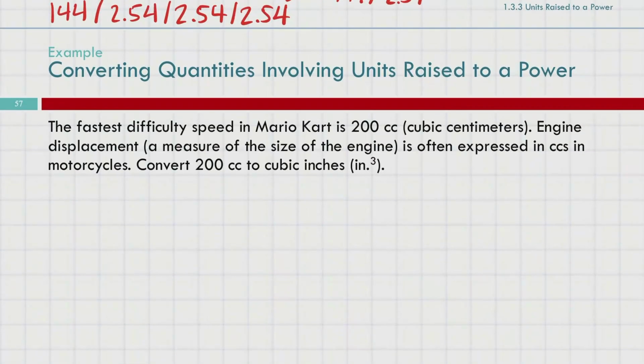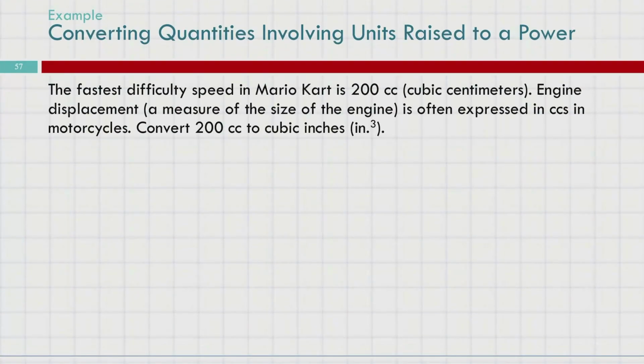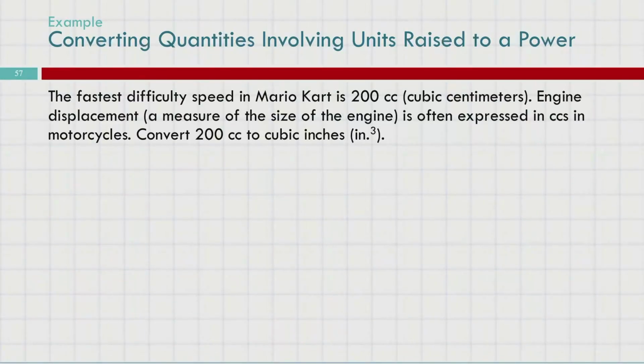All right, and then here's our example. I'll give you one exercise to do. I'll probably just leave it up when we go on break. The fastest speed in my Kart is 200 cc's. Cc's are cubic centimeters, so cm raised to the 3. Engine displacement, which is a measure of the size of the engine, is often expressed in cc's for motorcycles, usually on sedans and other things, and on trucks it's in liters. Let's convert 200 cc's to cubic inches.